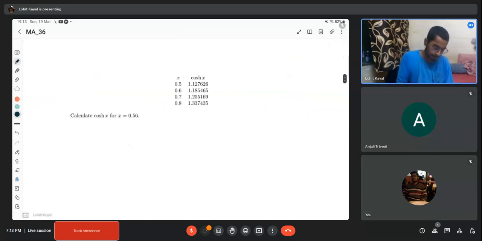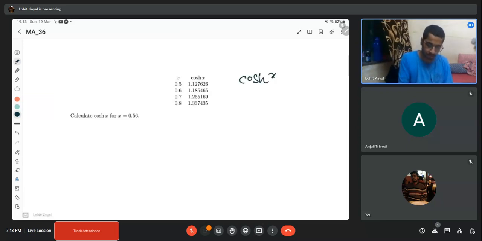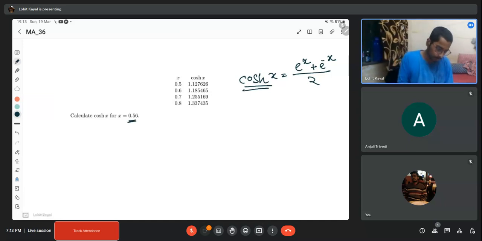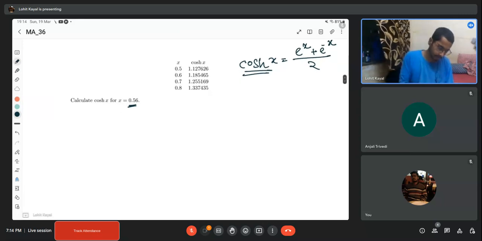Now here you are given your values of x, and the value of cosh x is given here. What is cosh x? It is e to the power x plus e to the power minus x divided by 2. This is the hyperbolic function, hyperbolic cosine. Now you need to find the value at x equal to 0.56. The procedure is exactly same. First you need to build the table, and then you need to do the calculation. So let us build the table.